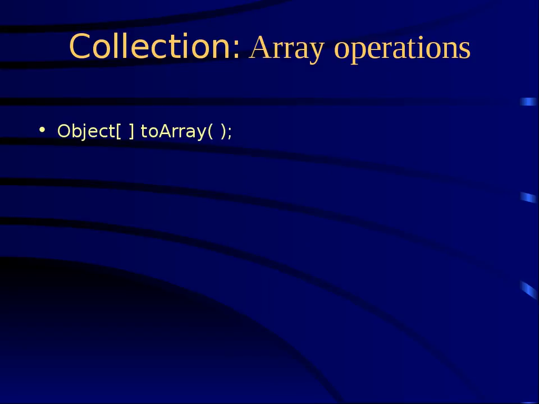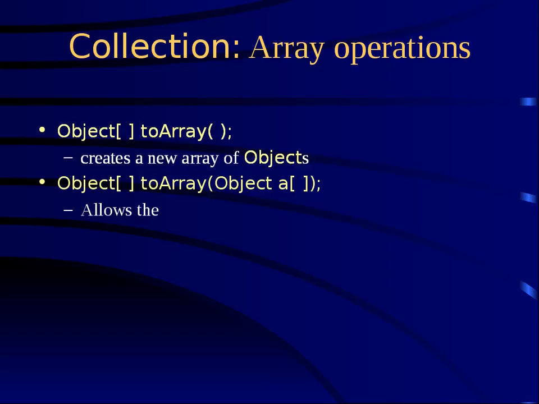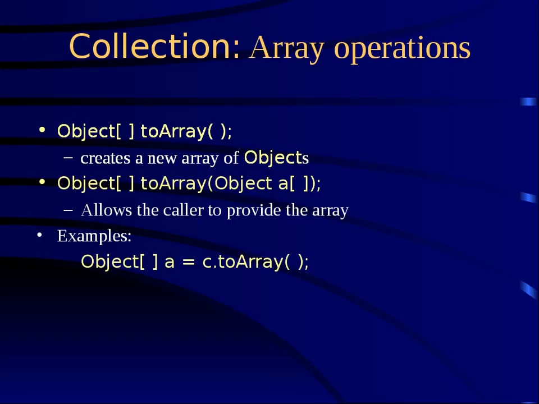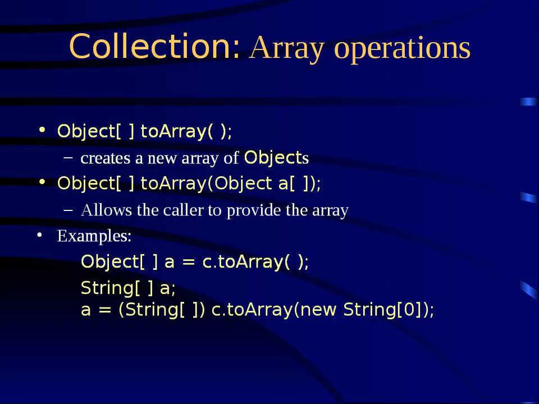Lastly, you can always convert a collection to an array by calling .toArray. That'll cast it to an Object array, which may not be what you always want. So for example, if you wanted to return a String array, you do c.toArray(new String[0]), just giving it some string array, and it'll give you back a newly constructed String array.